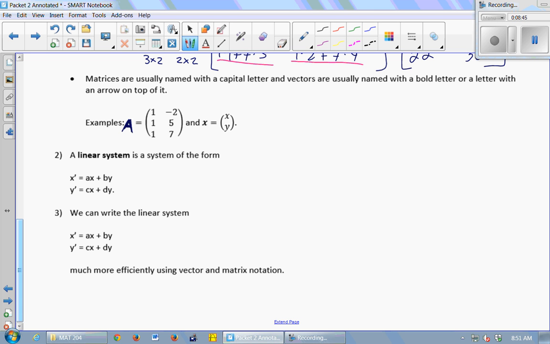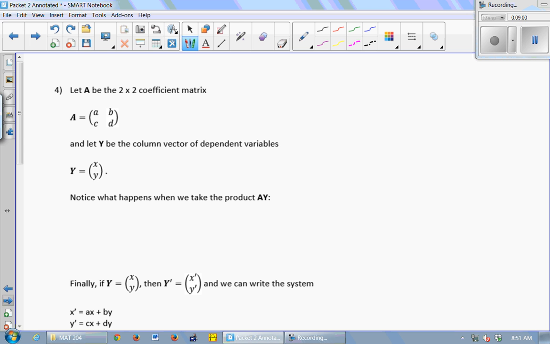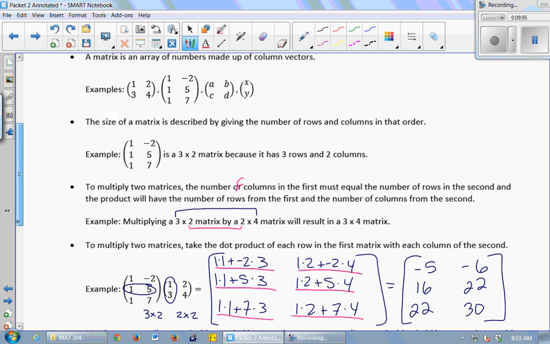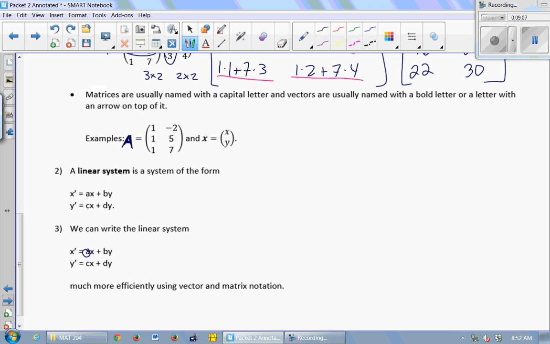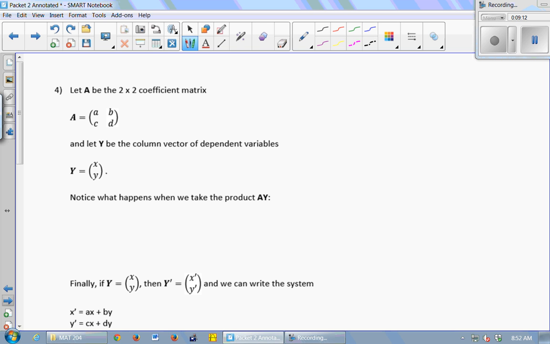All right, a linear system is a system that looks like x prime is ax plus by and y prime is cx plus dy. And we can write a linear system much more efficiently using vector and matrix notation. So we're going to let A be the 2 by 2 coefficient matrix. So that's just grab the coefficients, whatever they are, from your linear system, A, B, C, and D, and throw them in a matrix. And we're going to let Y, bolded because it's a vector, be the column vector of dependent variables x and y.